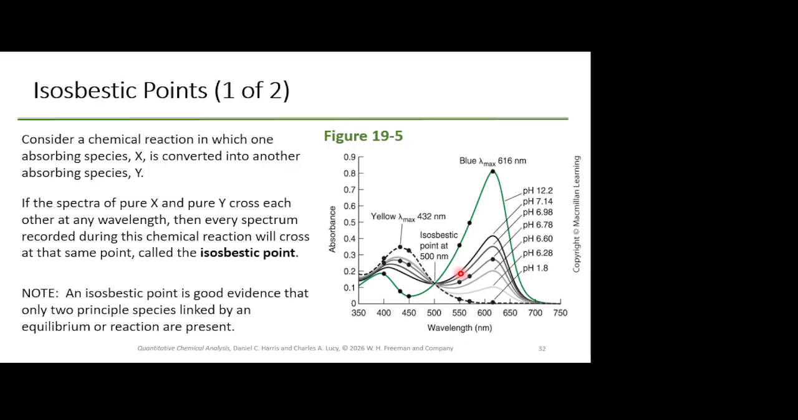Okay. This is actually really good evidence that you have two principal species that are linked in this equilibrium. If you see that, it is a very strong indicator that there's going to be just two principal species and they are related through some equilibrium where one is rising as the other falls. And it doesn't really matter if they're a 2-to-1 ratio or 3-to-1, whatever ratio. They'll still have this isosbestic point.